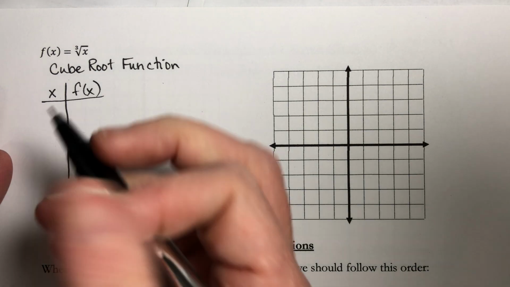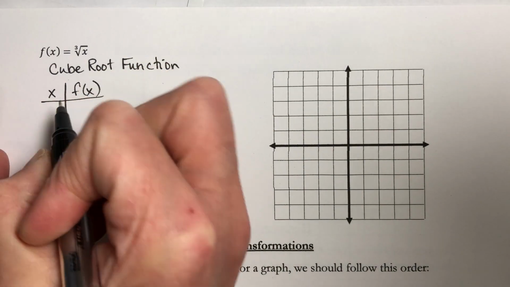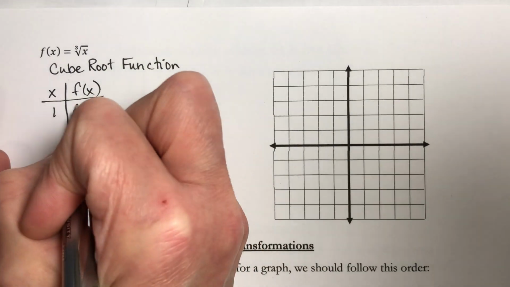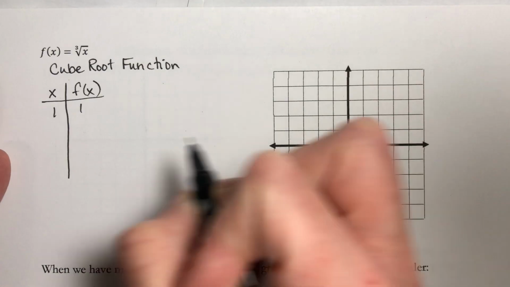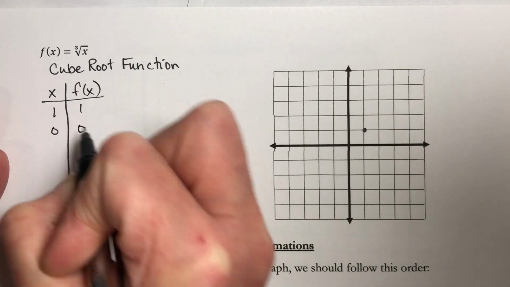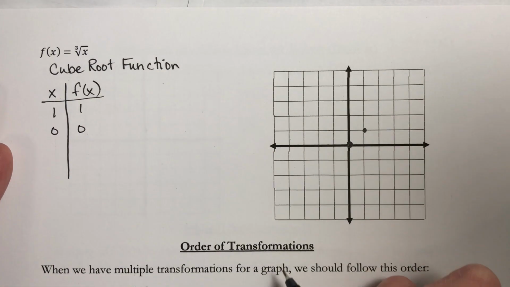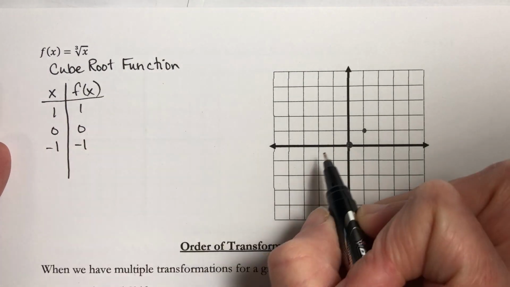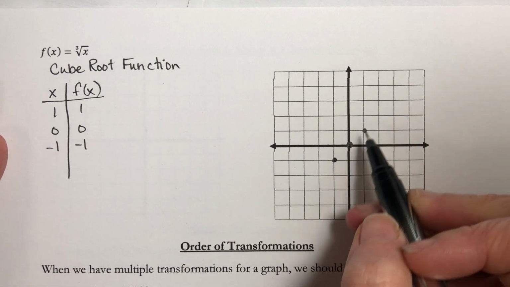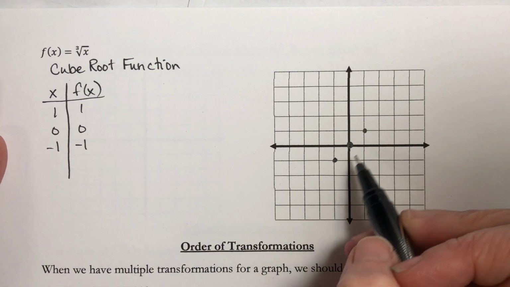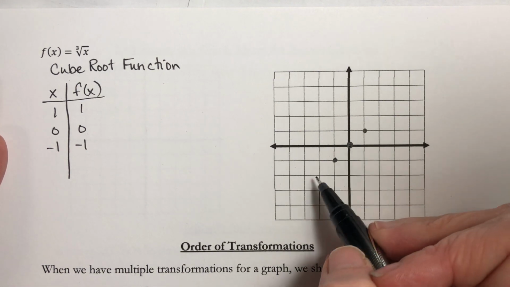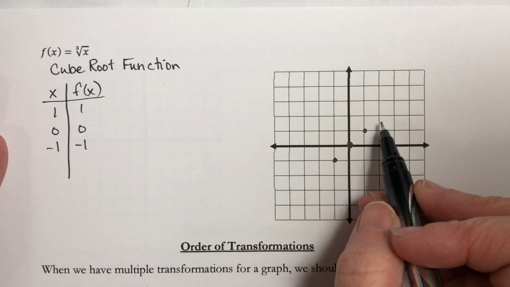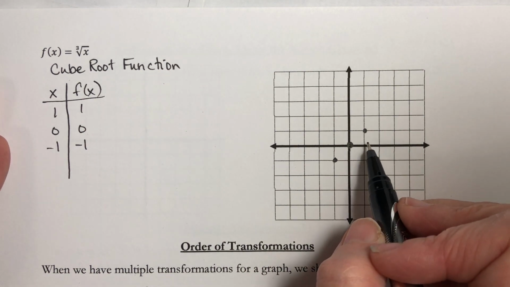I'm just going to pick some random numbers. Let's say, what's the cube root of 1? Well, that's 1. So that's 1, 1. The cube root of 0 is 0. The cube root of -1 is -1. So right now I have the same 3 points I had for my cube function. But again, these line up in a straight line, but that's not my graph. I definitely need more information.